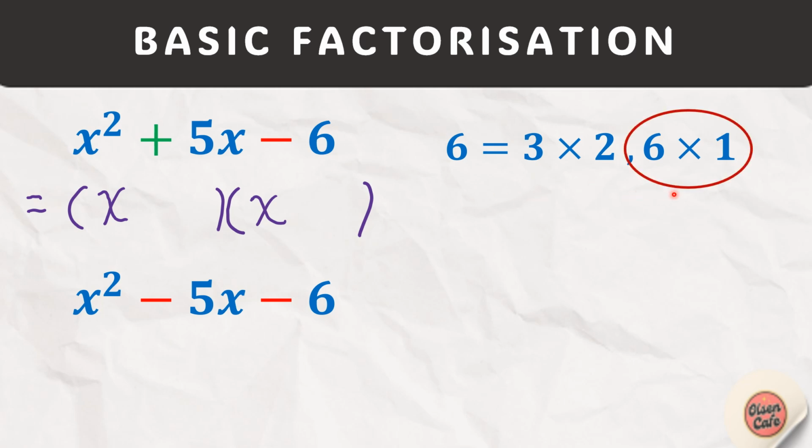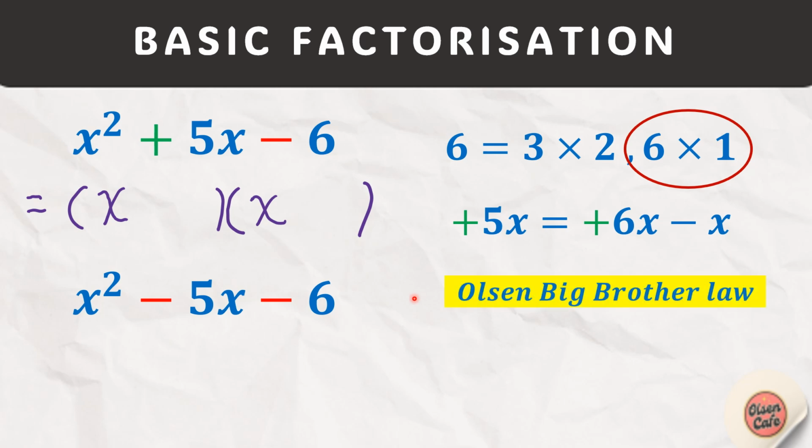So therefore, the answer is actually 6 and 1. Which means to get positive 5x, I will need to get positive x, 6x minus x. Now over here, I'm going to introduce a term that I call the Olsen Big Brother Law. Now how does this work?